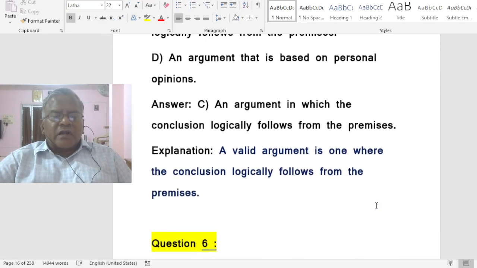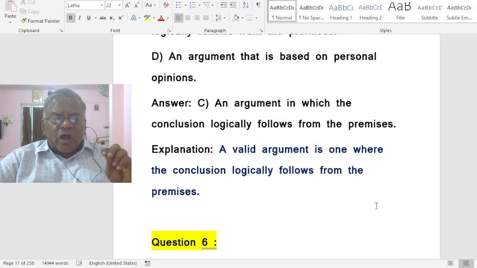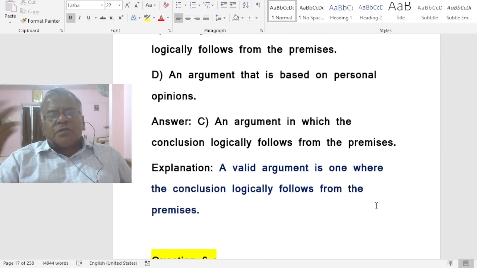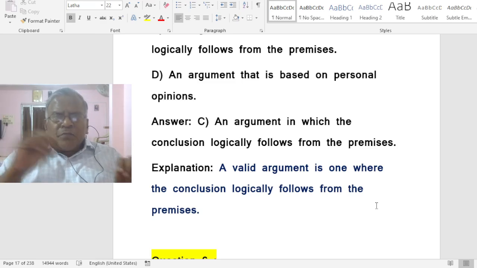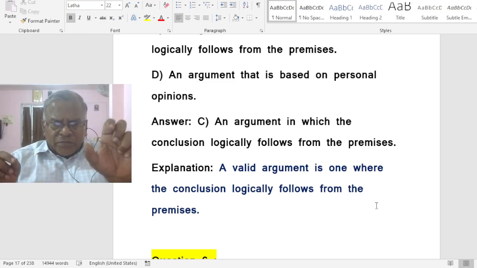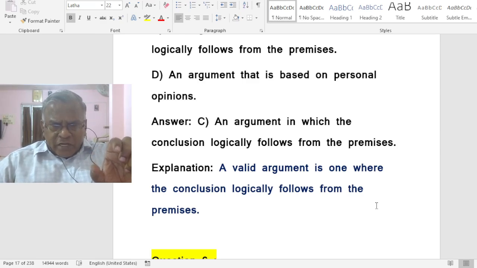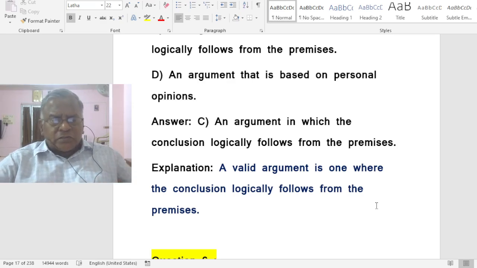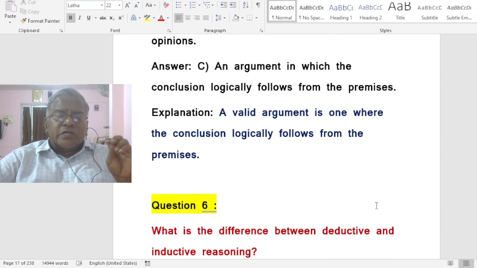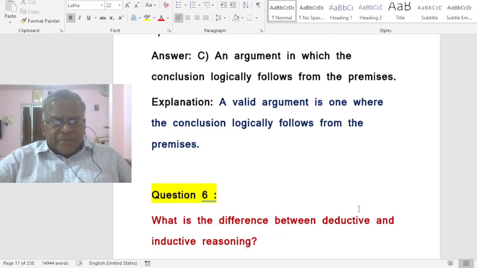So, what is the correct answer? An argument in which the conclusion logically follows from the premises. All men are mortal, Aristotle is a man. From these two premises, the conclusion logically follows. Aristotle is mortal. Mortal means one who dies, sometime. So that is the idea. I hope you understood. So a valid argument is one where the conclusion logically follows from the premises.